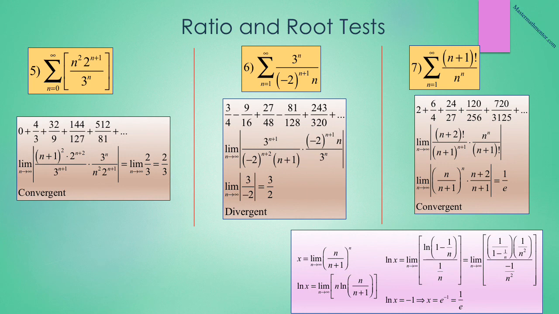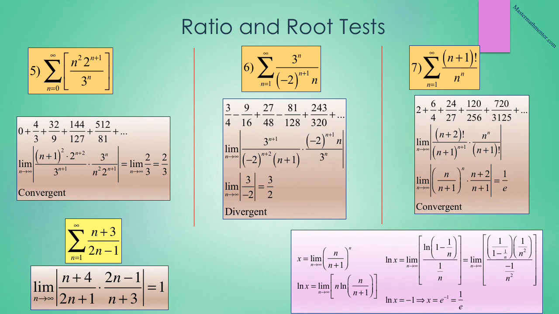We get the limit as n approaches infinity of numerator 1 over 1 minus 1 over n times 1 over n squared, over denominator negative 1 over n squared. The 1 over n squares cancel, and when we apply the limit, we get the natural log of x is simply equal to negative 1. Therefore, x is equal to e raised to the negative 1, or 1 over e.